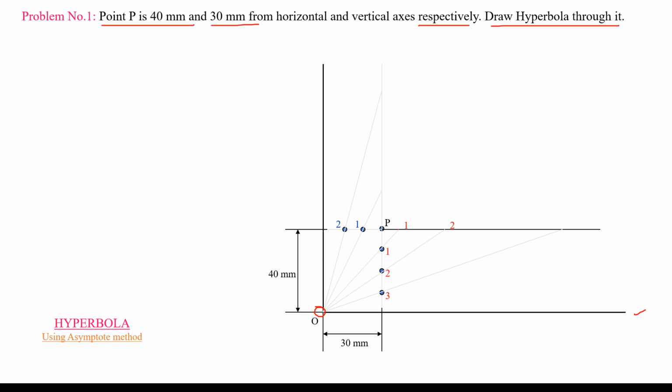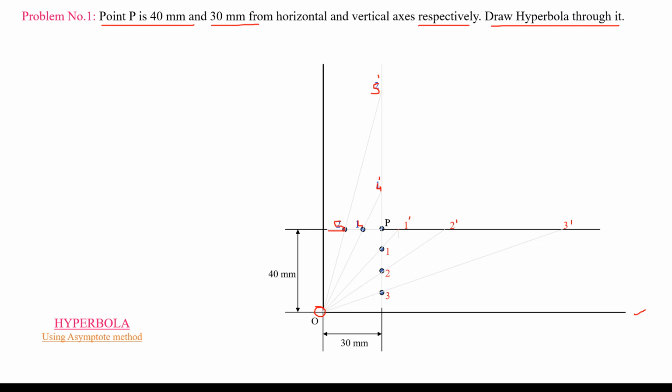Now I will name the same points. You can use a dash over them as well. Similarly, dash and 2 dash. You can use this as 4 and this as 5, just to avoid confusion.